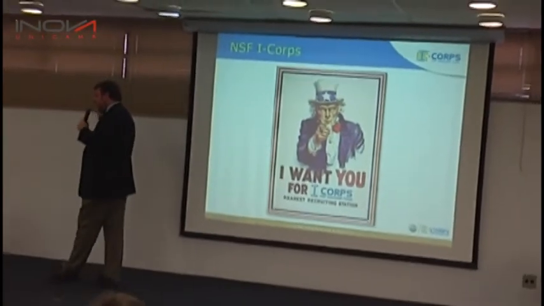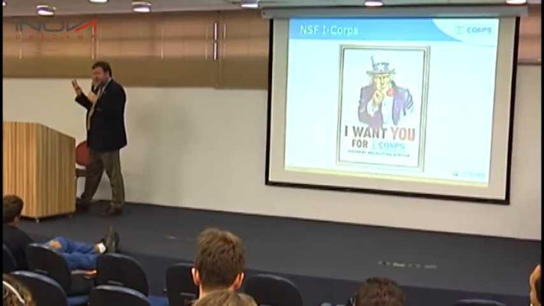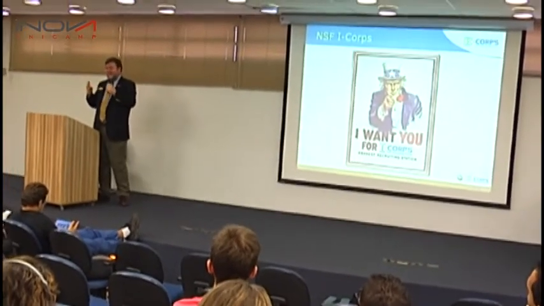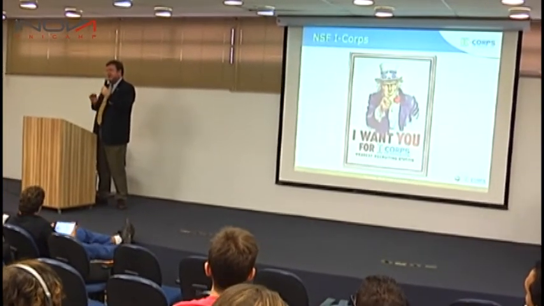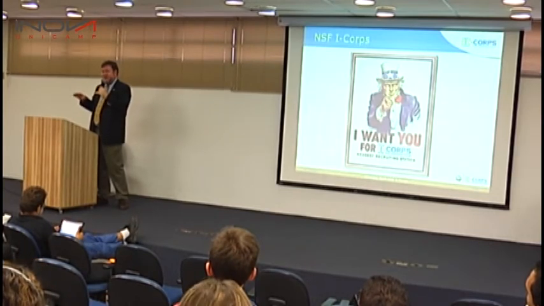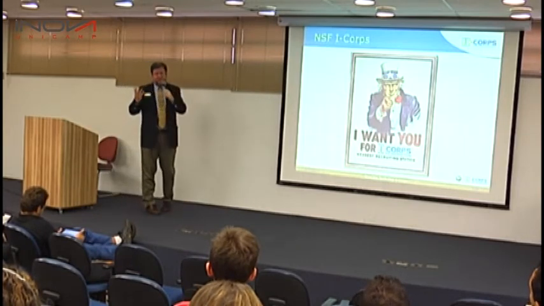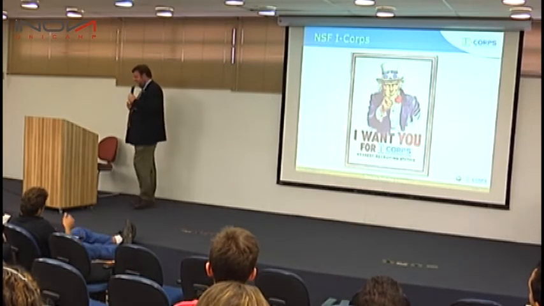And in the I-Corps model, the graduate student or the postdoc, either one, is expected to be the entrepreneurial lead. The professor is not expected to be the entrepreneurial lead because they're really bad at it. And then the mentor is somebody from the outside community who will help them, usually with business advice and strategy.